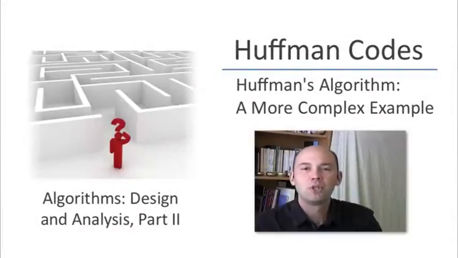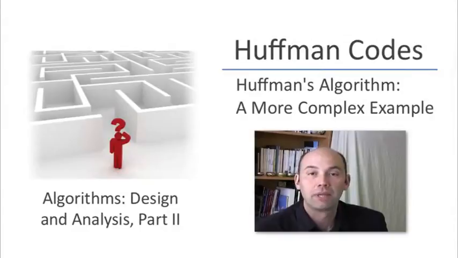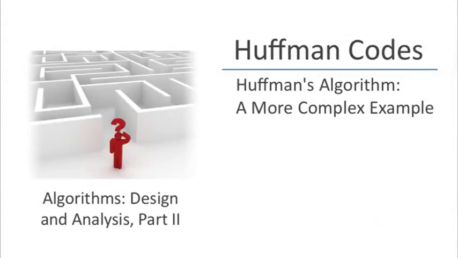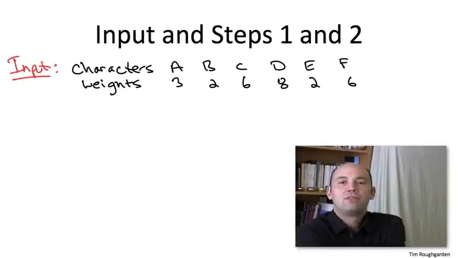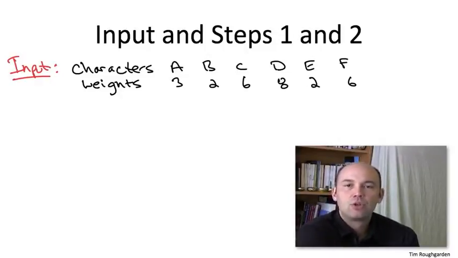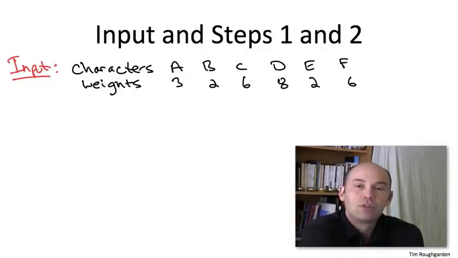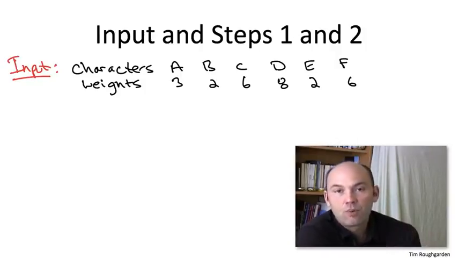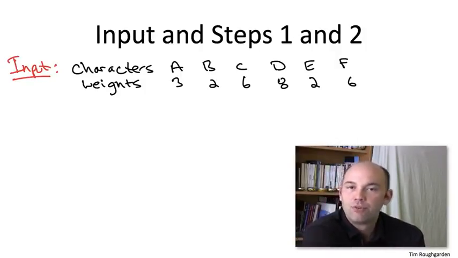To make sure that Huffman's greedy algorithm is clear, let's go through a slightly larger, more complicated example. So let's work with a 6-character alphabet. Let's call the letters A, B, C, D, E, F. And let's assume that we're given the weights 3, 2, 6, 8, 2, 6 for these 6 characters. Remember, this problem is well defined even if the weights don't add up to 1. If you prefer working with actual probabilities, feel free to divide these 6 numbers by 27.